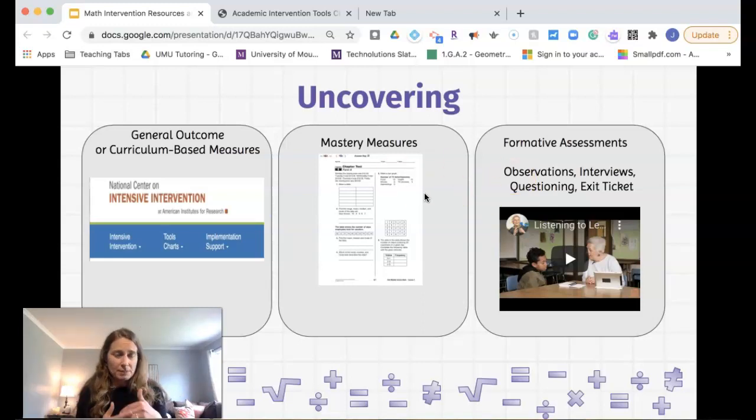Mastery measures are typically those quizzes and tests that go with the curriculum that you're teaching. So, your chapter 6 test, your chapter 1 quiz. Those are kind of mastery measures. It's mastery of the content you've just taught.